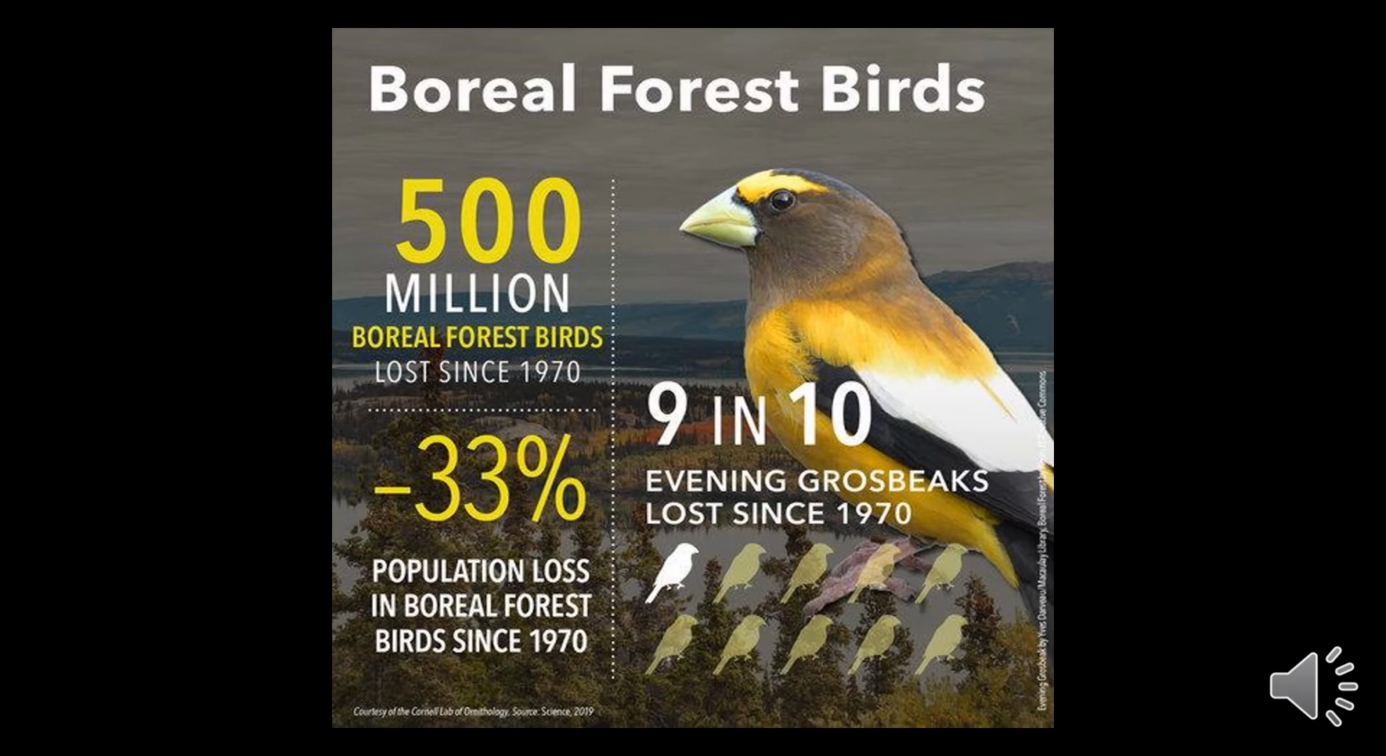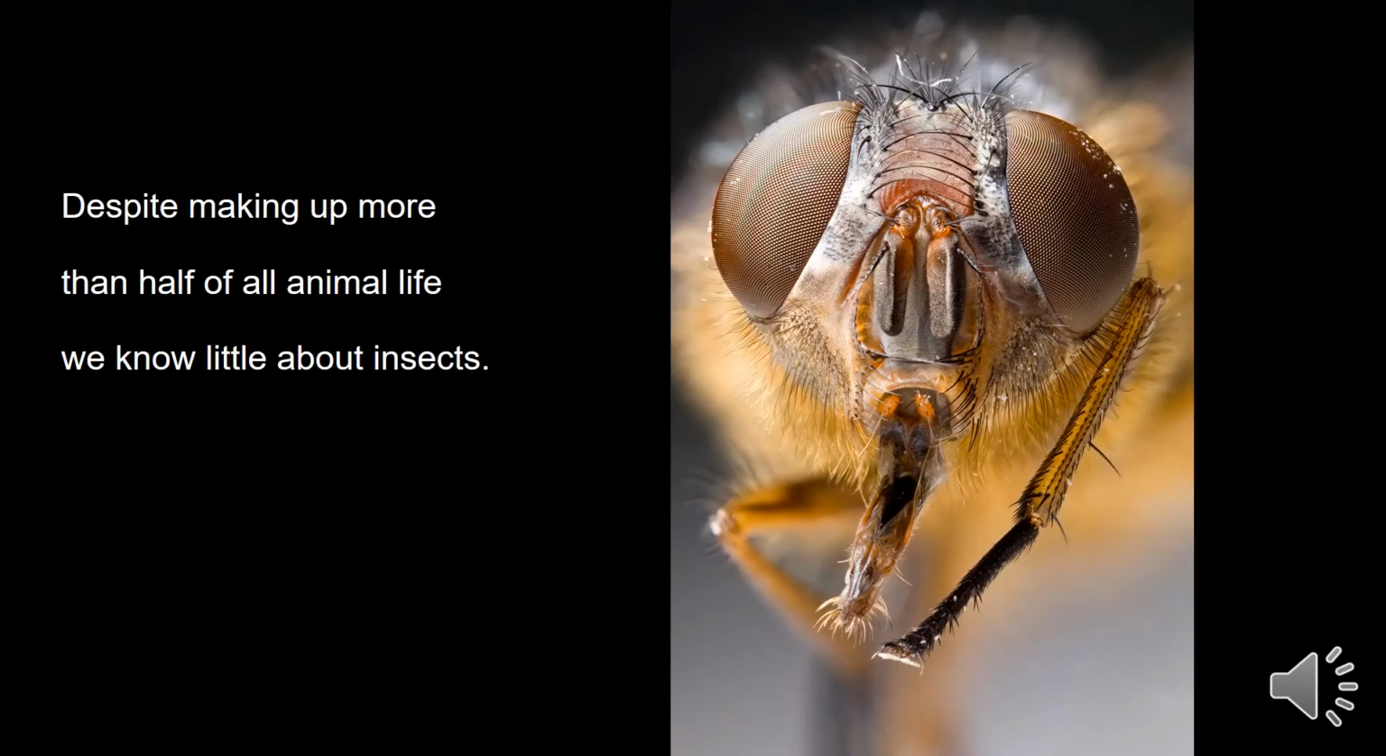Unfortunately, humans are not good at noticing diminishment. We only notice loss. So right now we're in a huge period of diminishment, so raising awareness is key. Part of that is we don't know much about insects. They make up more than half of all animal life, but yet we know so little. Of about 4 million species of insects, we only have named and identified about 10% of them.